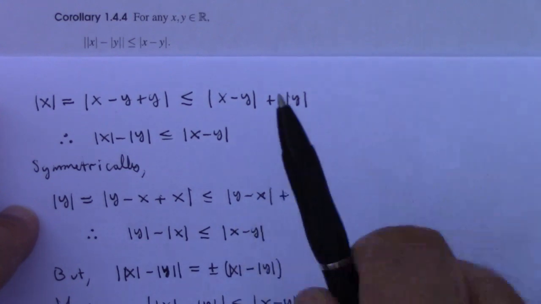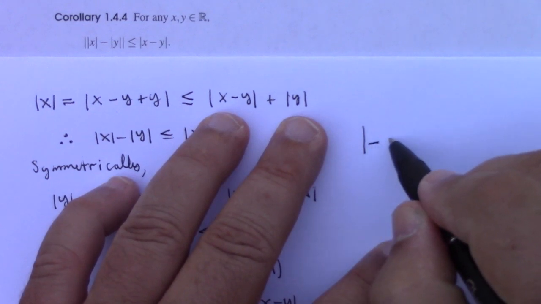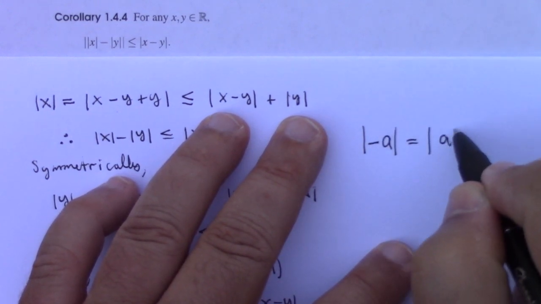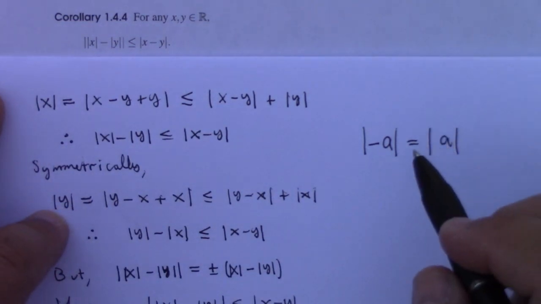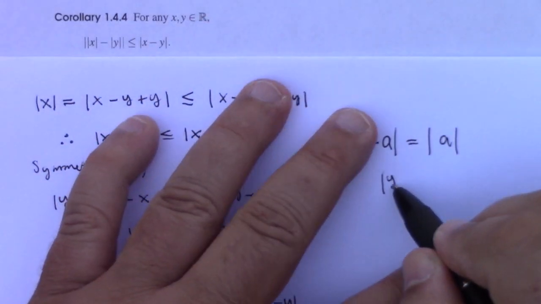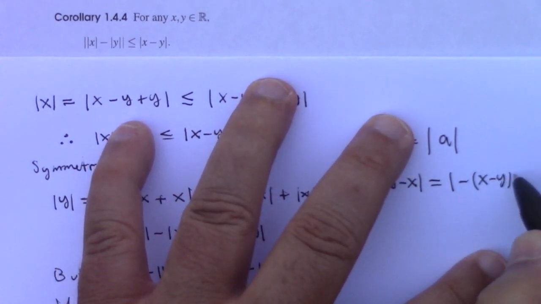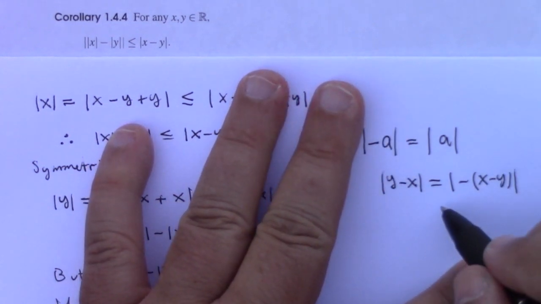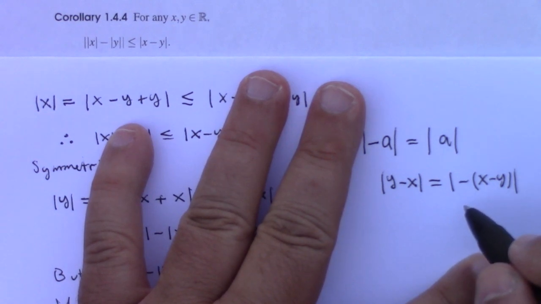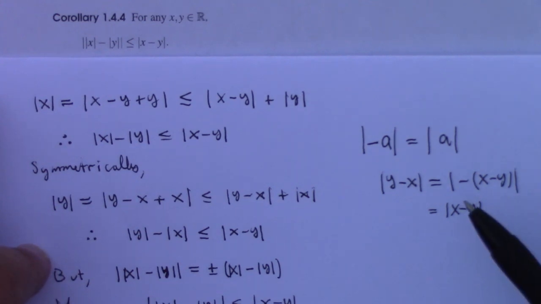But remember that one of the things that, I don't know if it's been stated yet or not, but something we should obviously prove is that the absolute value of a is equal to the absolute value of minus a, right? So the absolute value of y minus x is equal to the absolute value of minus x minus y, right? Which of course is that again. So of course, you know this from previous work in mathematics. This is how absolute value works, but we are trying to prove that kind of thing at the moment.